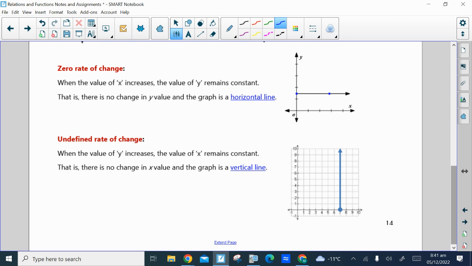So you're either going to have a slope that's positive if it rises left to right, negative if it falls left to right, zero if it goes to the right but doesn't rise or run, it's horizontal, or undefined when the line is vertical.